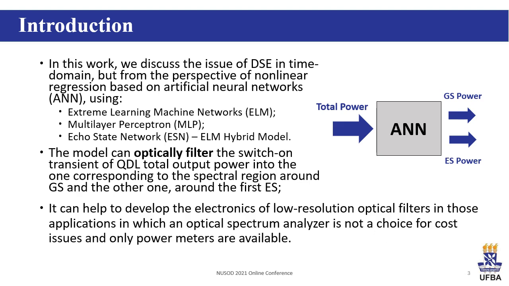So in this work, we discuss the issue of DSE in the time domain, but from the perspective of nonlinear regression based on artificial neural networks (ANN), in this case the extreme learning machine (ELM), the multilayer perceptron (MLP), and the echo state network (ESN), and an ESN-ELM hybrid model. The model can optimally filter the switch-on transient of the QDL total optical power into the power corresponding to the spectrum region around the GS and the other one around the first ES, as illustrated in the diagram on the side.